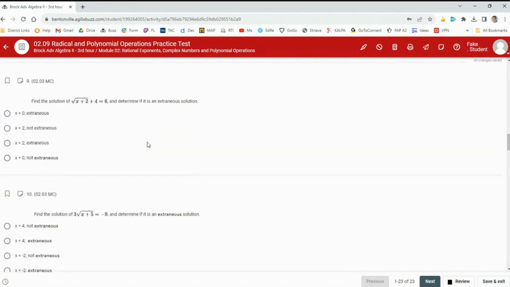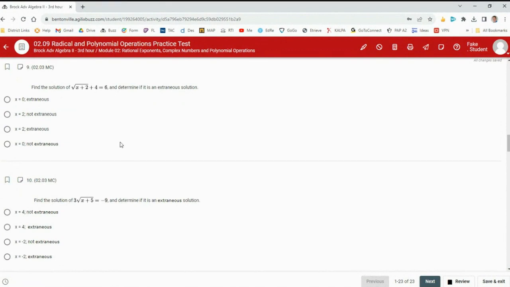Okay, let's look at number 9. Find the solution of the square root of x plus 2, plus 4 equals 6, and determine if it's an extraneous solution. So it has the solutions of 0 and 2. So we need to solve this and see if we have either one of those solutions and determine whether it's extraneous.